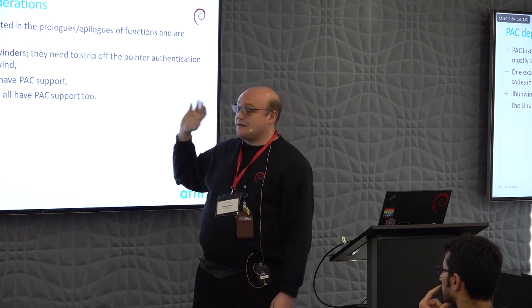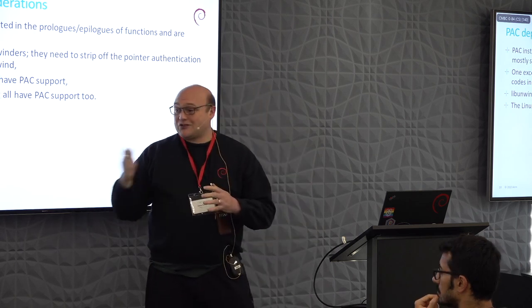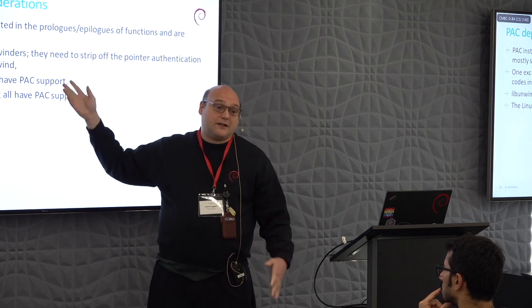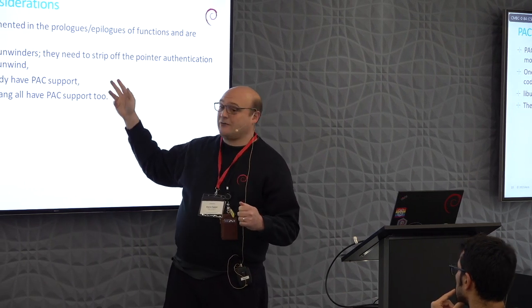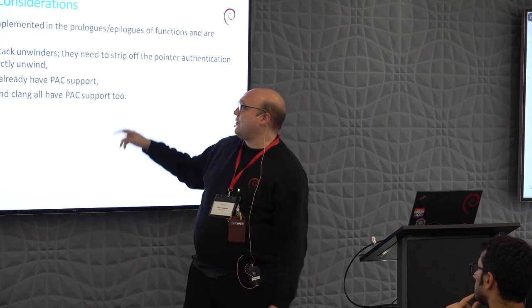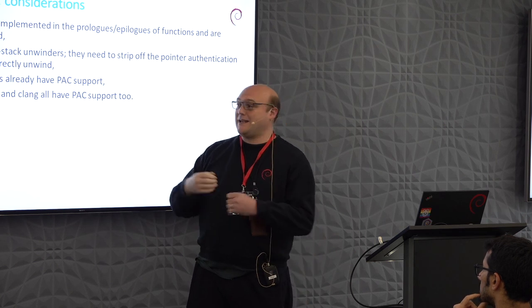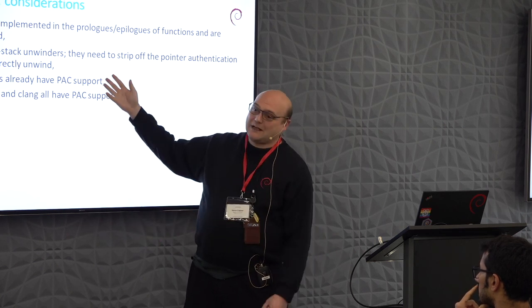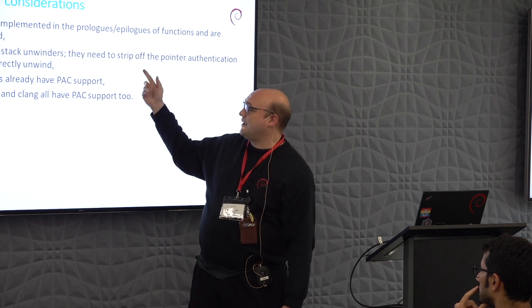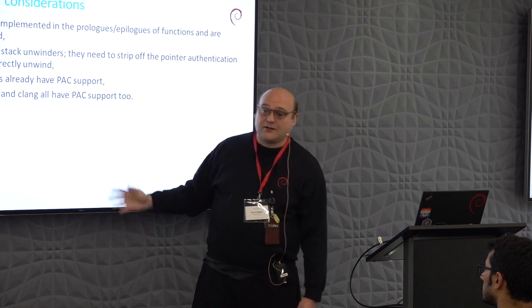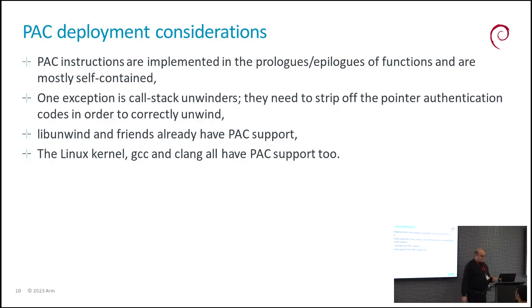If one is writing a debugger that unwinds the call stack, it would be nice to actually unwind it properly. There's a special instruction to do this quickly that just strips everything off and leaves a pointer. We've already got this in libunwind and friends, but if anyone's doing amazing JIT or amazing runtime and they want to use PAC, then they need to worry about the unwinder. Kernel and toolchain all have PAC support as well. So that's all in there upstream. It's been upstream for years, actually, I think. So all the bits are there for PAC, basically.